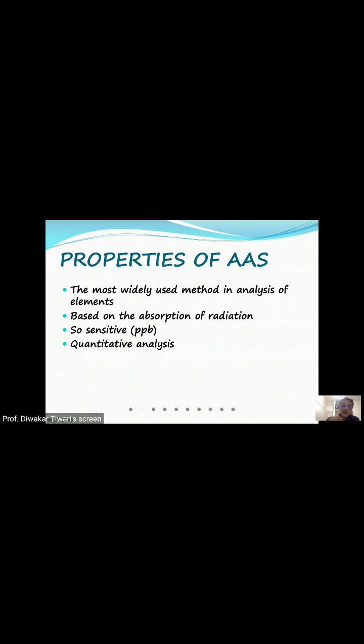So the most widely used method in analysis of elements. If you look at the periodic table, a large number of the elements can be detected, but not all. Remember it, not all. But a large number of the elements will be determined with the help of this AAS. It's a very sensitive technique, up to the ppb level.